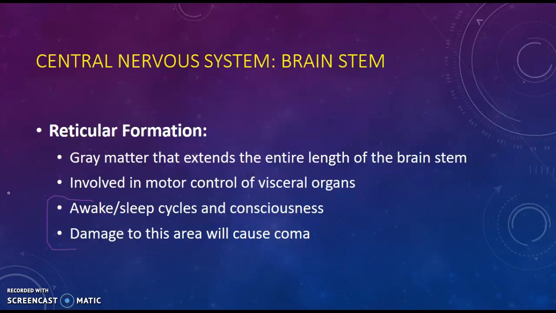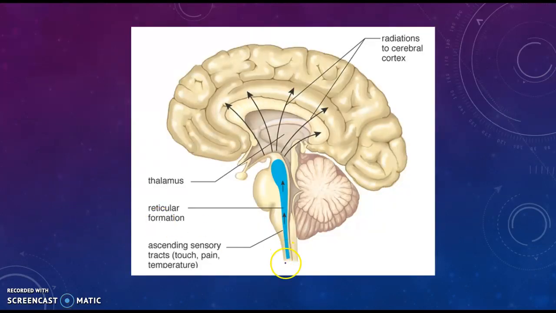And damage to this area can cause people to often go into a coma or a deep sleep that they are unable to wake up from. And this is your reticular formation back here. So it runs the entire length of the brain stem.